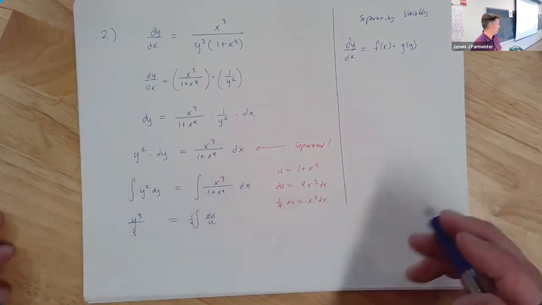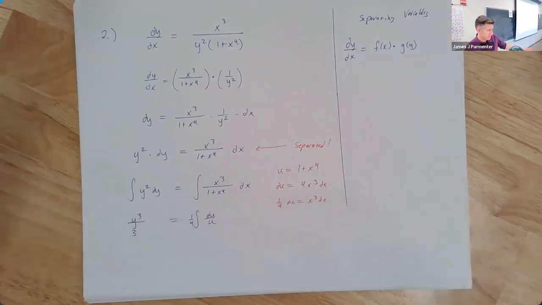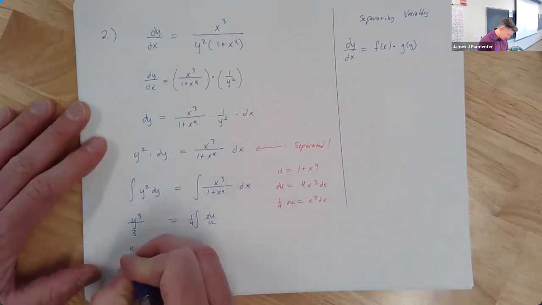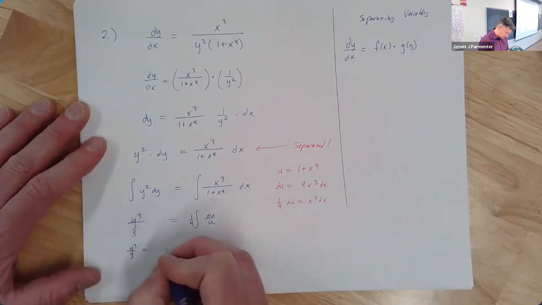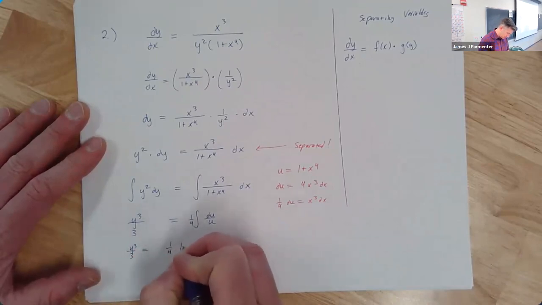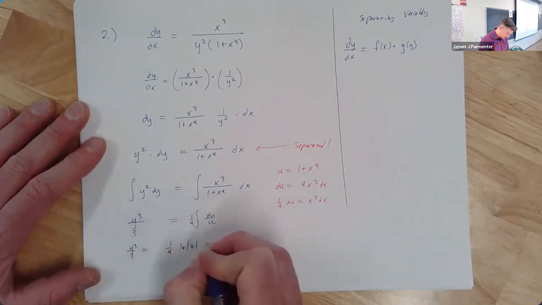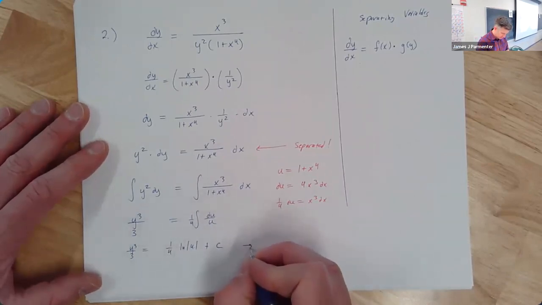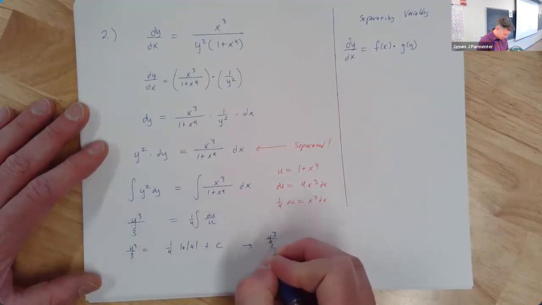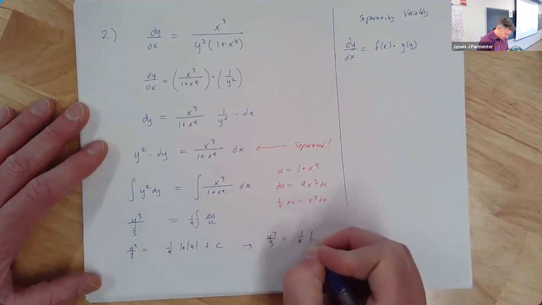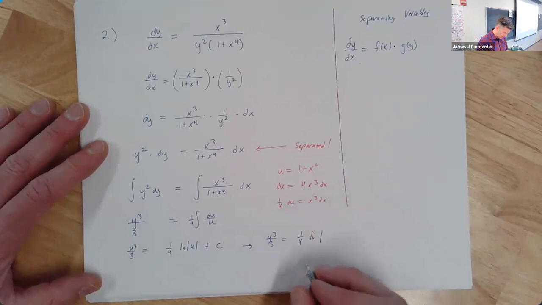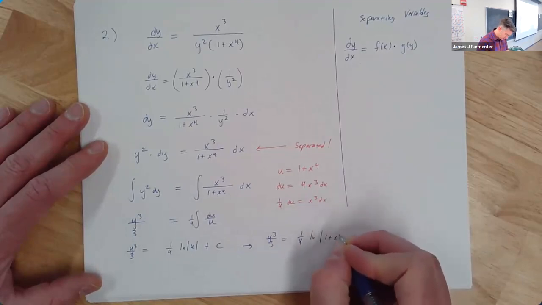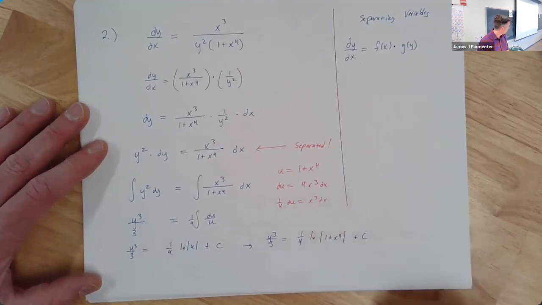And we know that the integral of 1 over u du is the natural log of the absolute value of u. So we're going to be getting y cubed over 3 is equal to one fourth the natural log of the absolute value of u plus c, which is really going to give us y cubed over 3 equal to one fourth the natural log of the absolute value of 1 plus x to the fourth plus c.